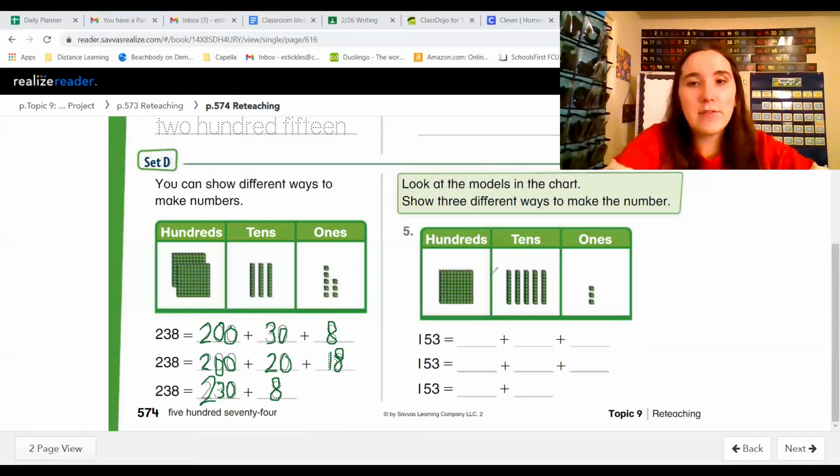I want you to try number 5. See if you can find 3 different ways to write out 153, and then come back to me when you have all 3 of them done.